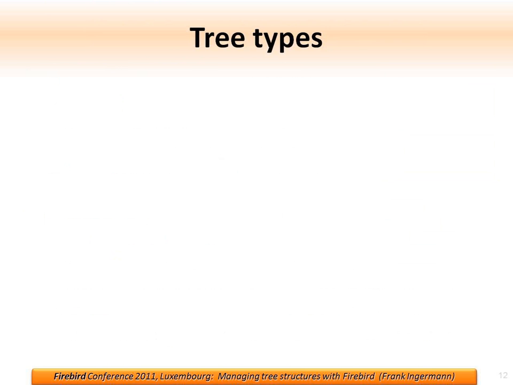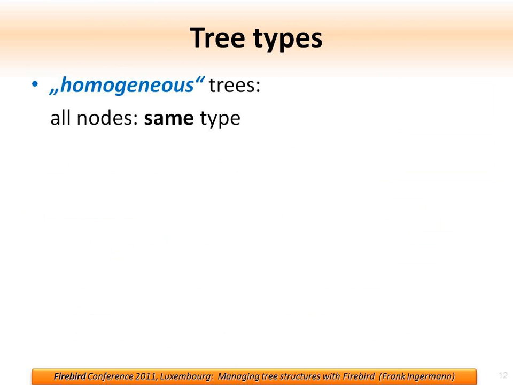Different tree types. The common case is that you have homogeneous trees, which means that all nodes in the tree have the same type. This is already different in file systems because you have directories and files. They are all nodes in this tree, but they're quite different.